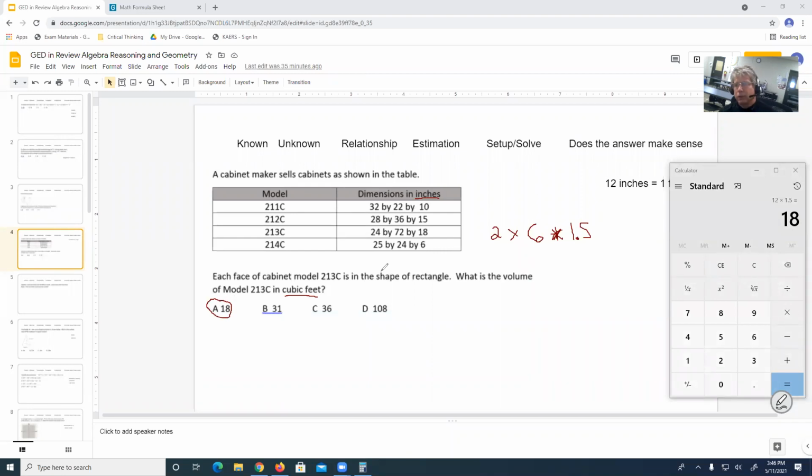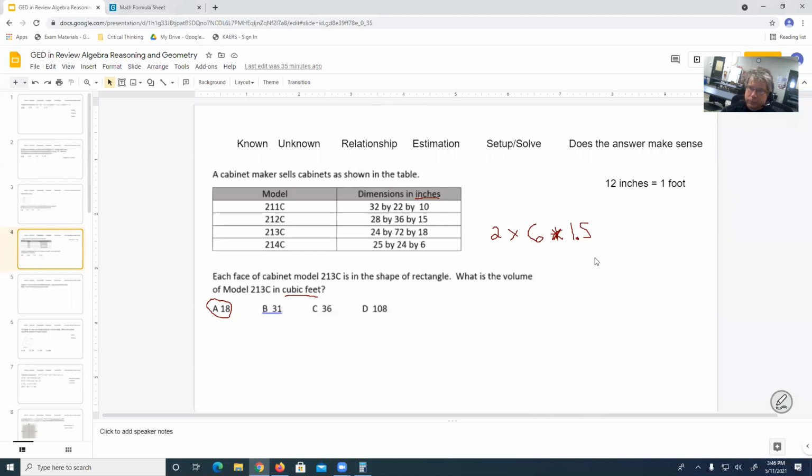So the trick of that one is these units are in inches, but the answer wants to be in cubic feet. So it's a good idea to convert the inches into feet first and then do the multiplication. We know that 12 inches is a foot, so that's the information I have to bring to the table. The relationship for the volume of a rectangular box, if you will, is just a multiplication problem, length times width times height. Okay, so that concludes that problem.